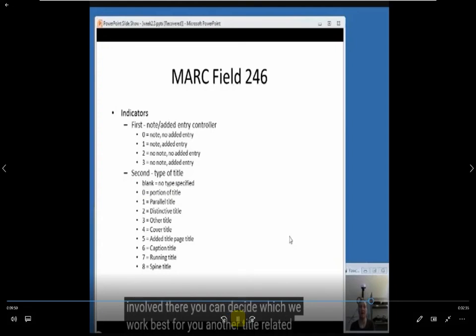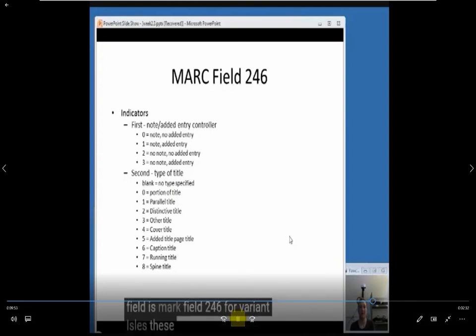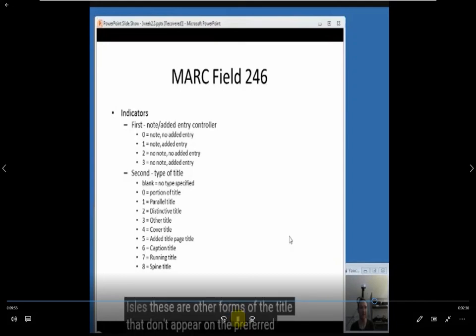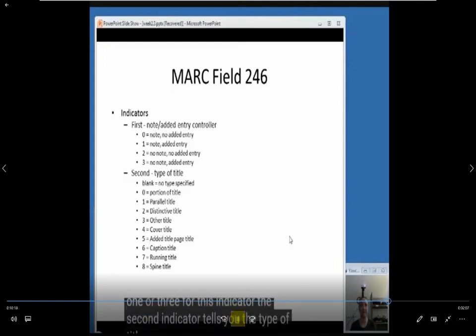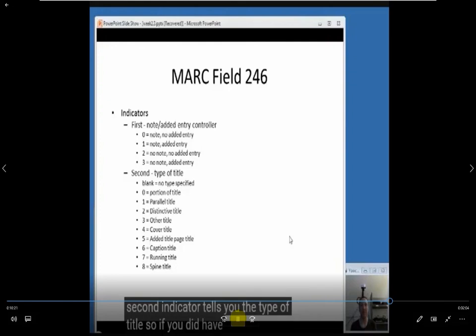Another title-related field is MARC field 246 for variant titles. These are other forms of the title that don't appear on the preferred source of information. The first indicator is used to tell the computer whether or not you want a note, meaning do you want this other title displayed to users in the catalog record, and also do you want an added entry, meaning should this be indexed in the title search. I would say most of the time you do want an added entry, so I would recommend using either 1 or 3 for this indicator. The second indicator tells you the type of title. So if you did have a title from a title page and you included the cover title, which was different, in a 246, you would use the second indicator of 4, for example. And there are a lot of different options, as you can see there.